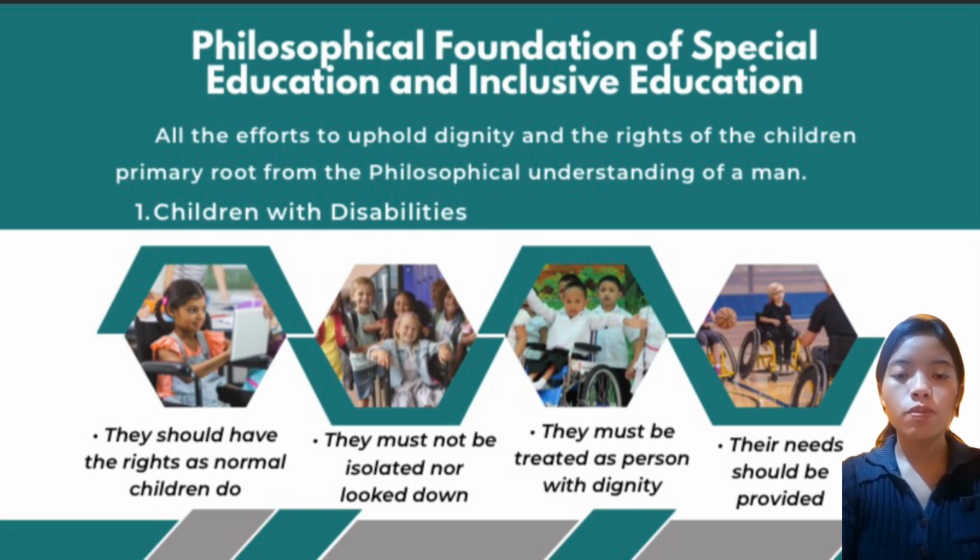Let us now proceed to the philosophies of special and inclusive education. Philosophical foundation of special and inclusive education. All the efforts to uphold dignity and the rights of the children primarily root from the philosophical understanding of a man. Number 1. Children with disabilities. They should have the rights as normal children do. They must not be isolated nor looked down. They must also be treated as persons with dignity, and their needs should be provided.